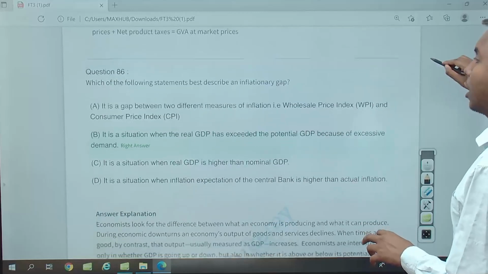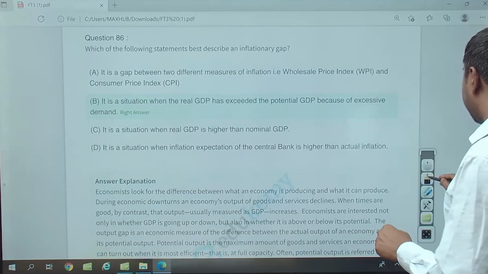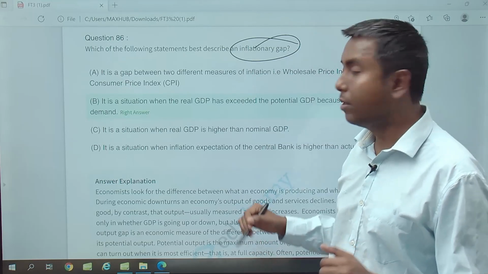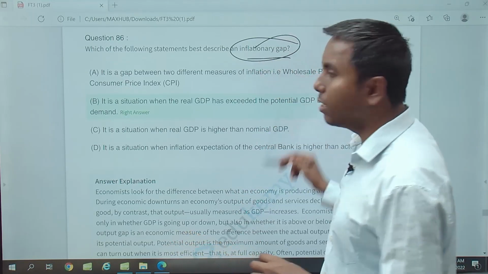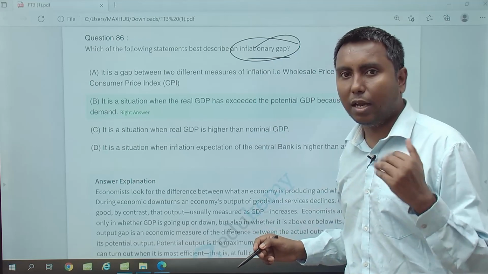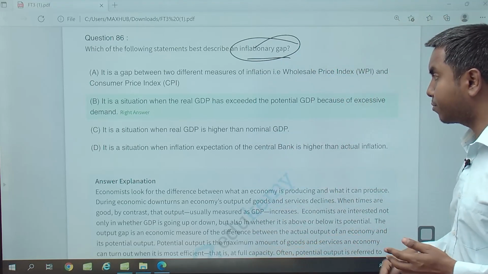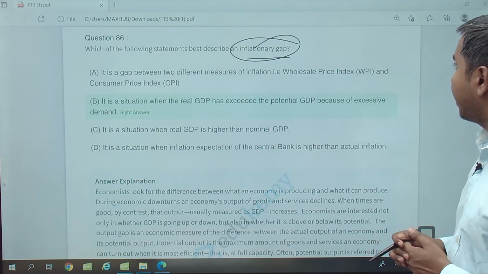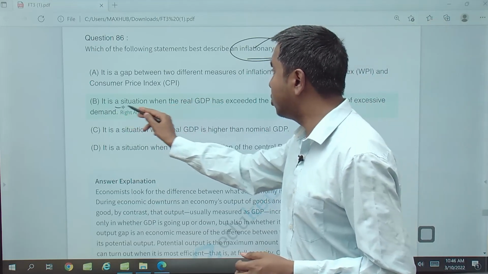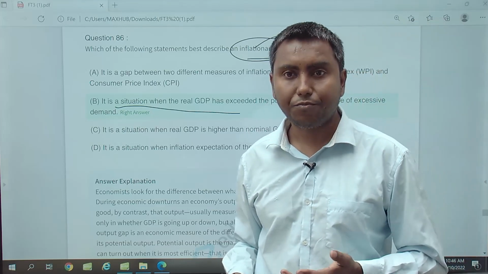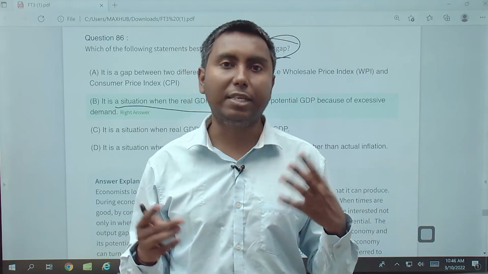Okay, which of the following statements best describes an inflationary gap? Again, this is a conceptual question. Unless you know the inflationary gap, it is difficult for you to arrive at this answer. But it is a situation when real GDP has exceeded the potential GDP, because of excessive demand.